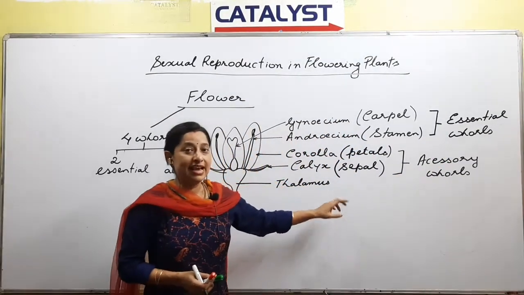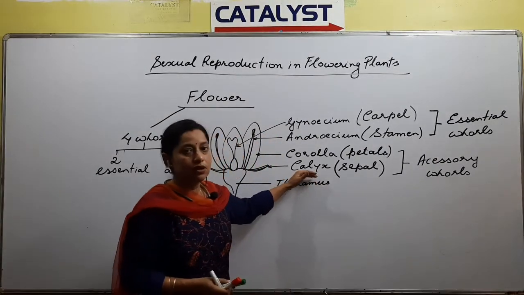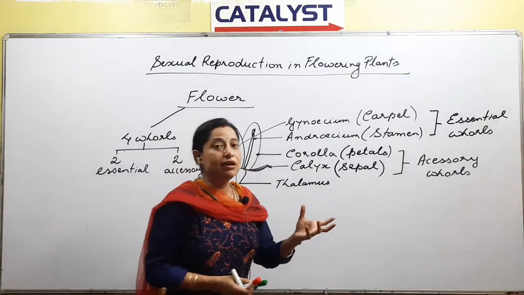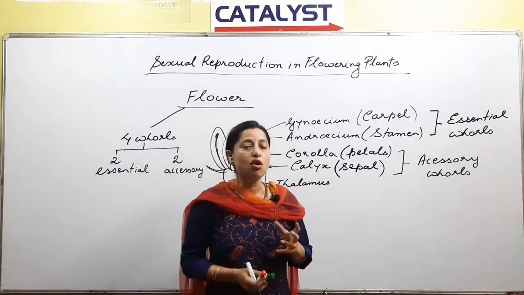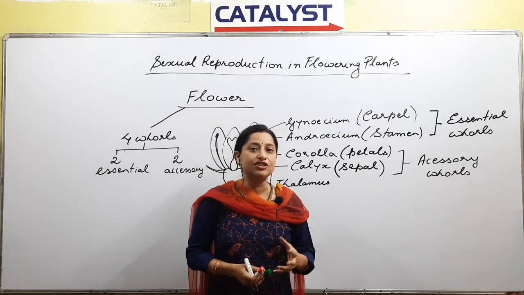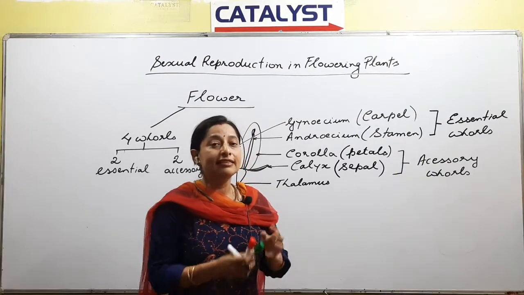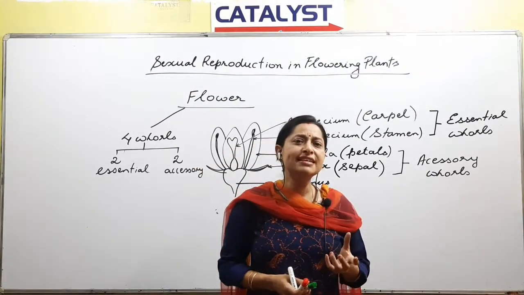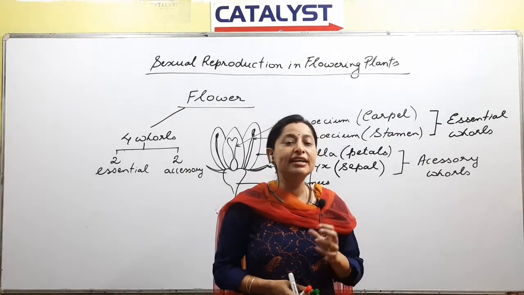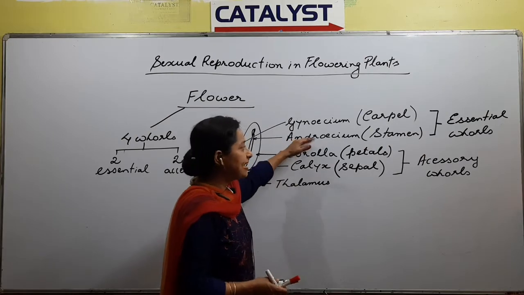What is accessory? Accessory means what? Helping, right? So if you are talking about calyx and corolla, they help. Help in what respect? For example, the most common thing that we talk about is attraction, no? Flowers attract insects, and for attraction the different colors of the petals are most important, right? And once they get attracted, it leads to pollination, and ultimately that's a source of reproduction. So these are accessory whorls and these are essential whorls.